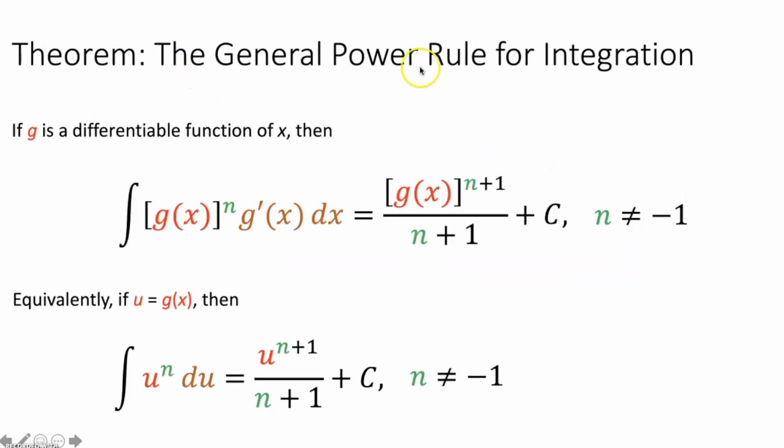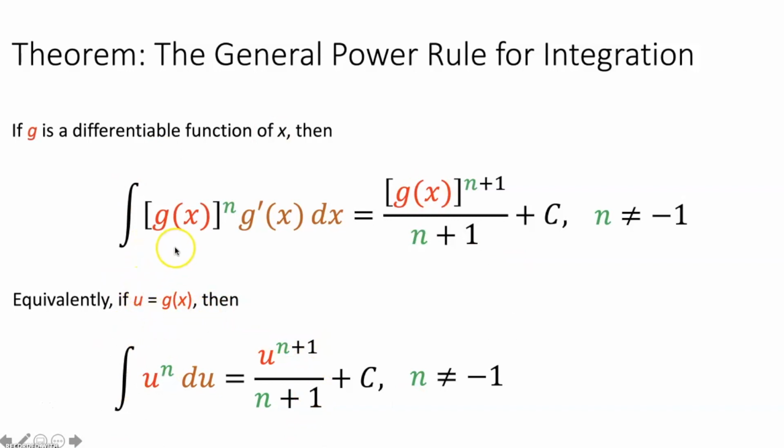Now this theorem, the general power rule for integration, says if g is a differentiable function of x, then the integral of g of x to the nth power times g prime of x dx is equal to g of x to the n plus 1 power over n plus 1 plus c, where n cannot equal negative 1. Equivalently, if u is equal to g of x, then the integral of u to the nth power du is equal to u to the n plus 1 power over n plus 1 plus c, where n cannot equal negative 1.